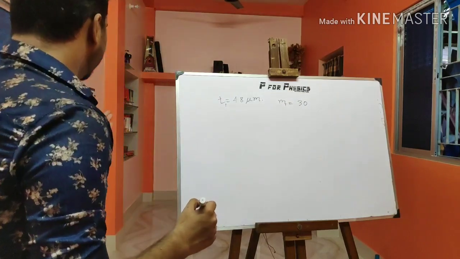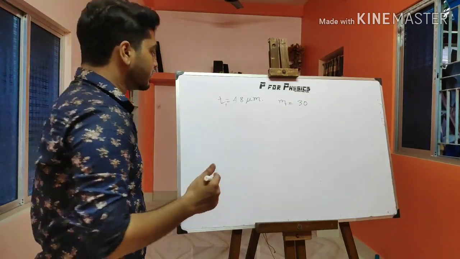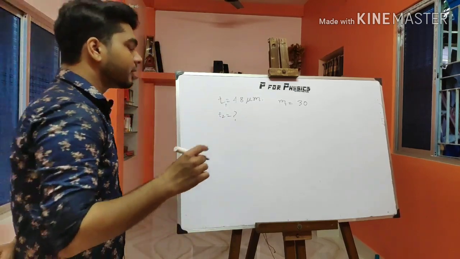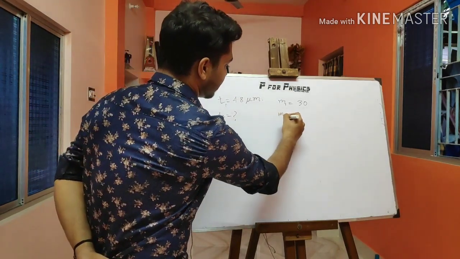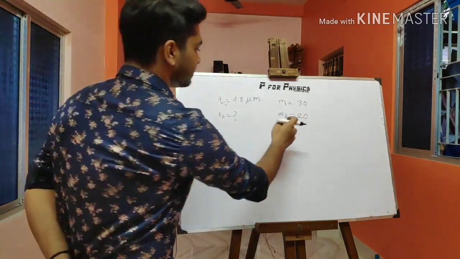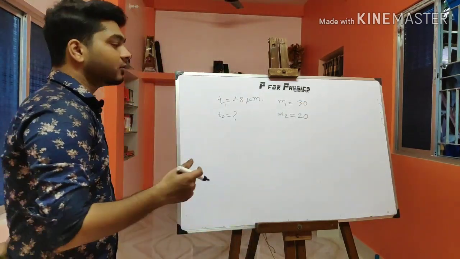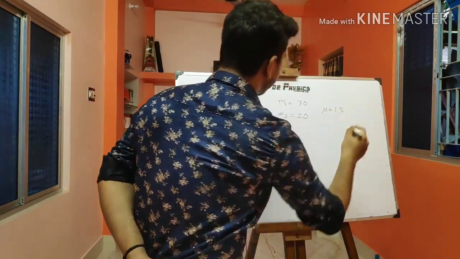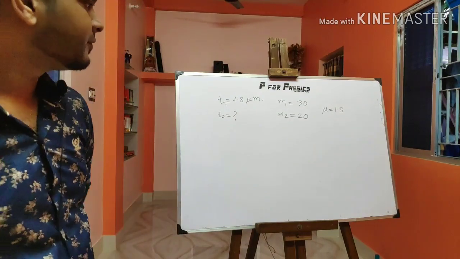So what should be the width of the plate, that is T2 equals question mark, when the number of fringes shifted will be 20? That is the question. Also given that the refractive index of the plate is 1.5. It may be needed, may not, let's see.